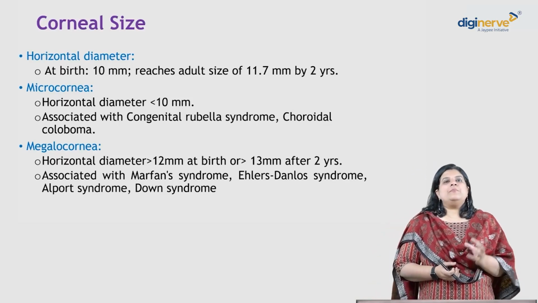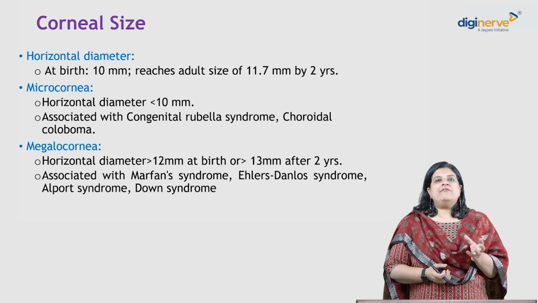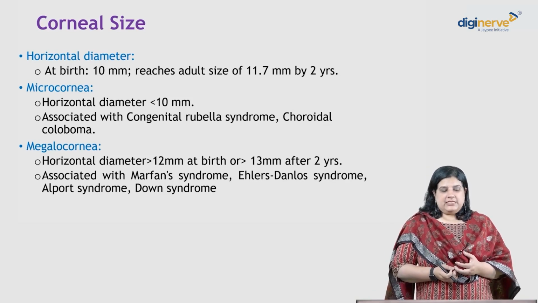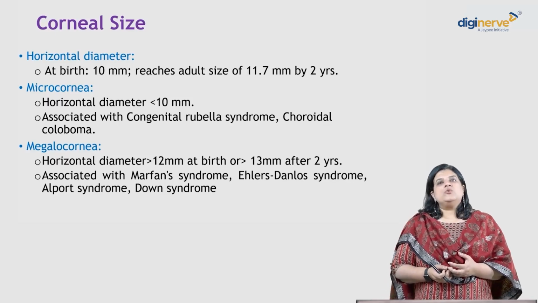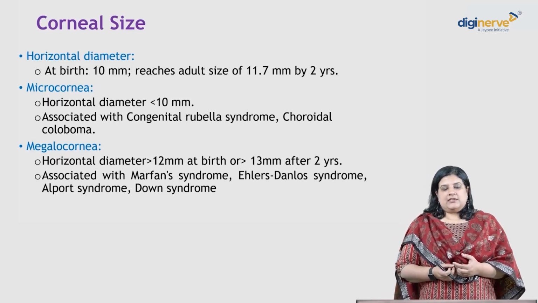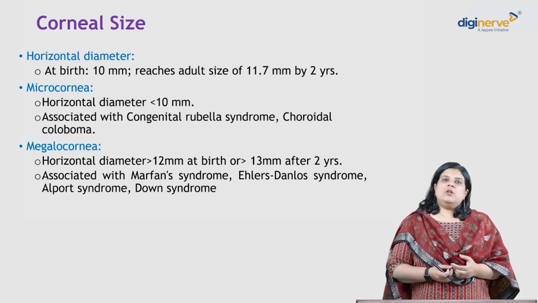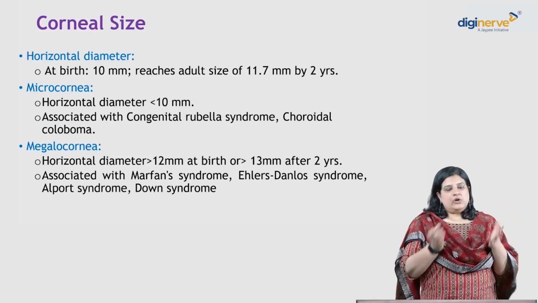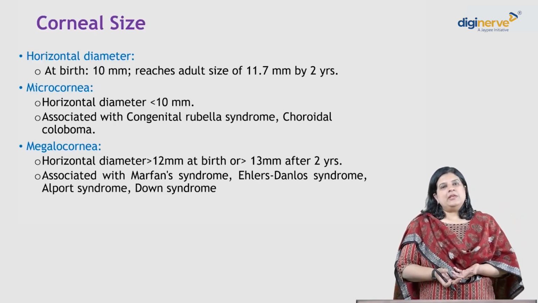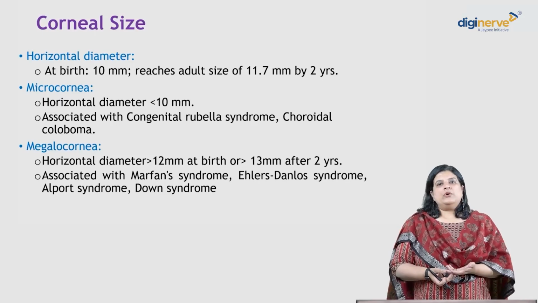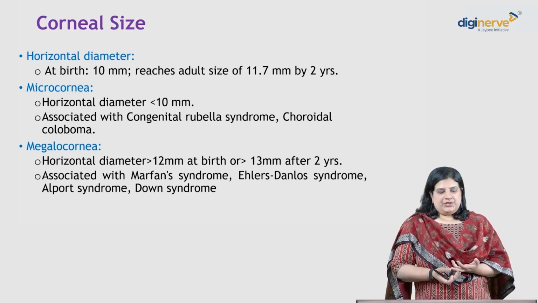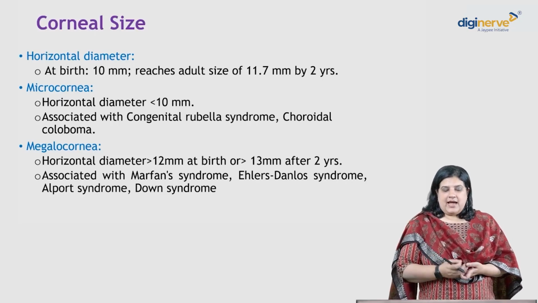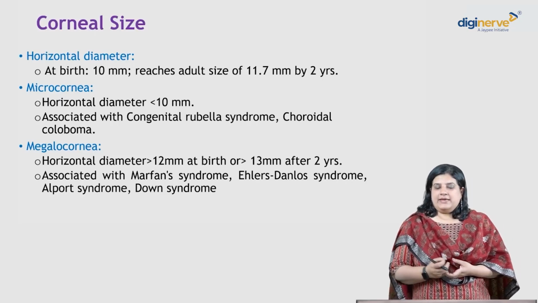We call a patient having a microcornea when the horizontal corneal diameter is less than 10 millimeters. And microcornea is usually associated with entities like congenital rubella syndrome and also choroidal coloboma. Megalocornea, mega, that means the cornea is large. So it's more than 12 millimeters at birth and more than 13 millimeters after 2 years. Now, megalocornea is associated with Marfan syndrome, Ehlers-Danlos syndrome, Alport syndrome, and Down syndrome.